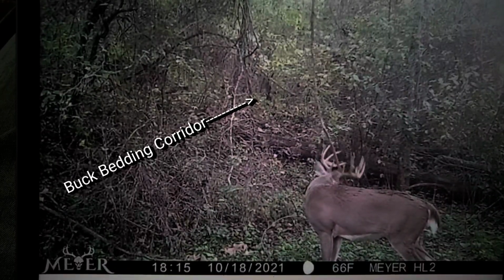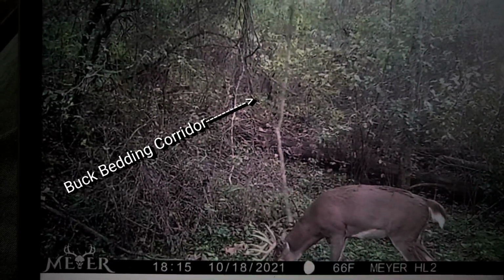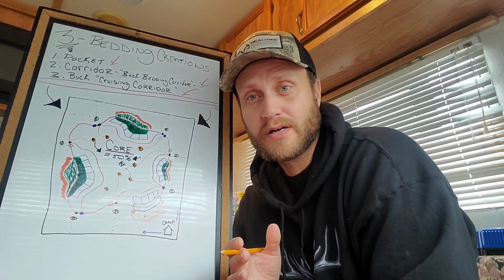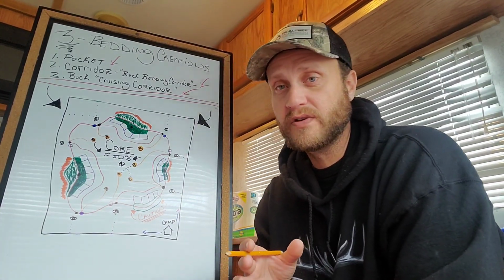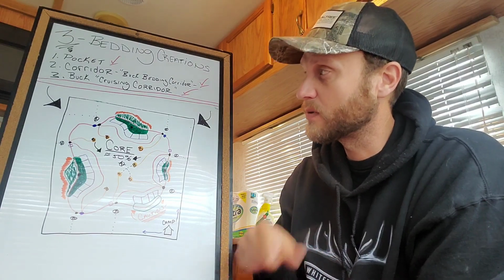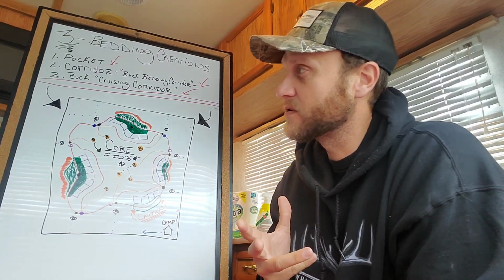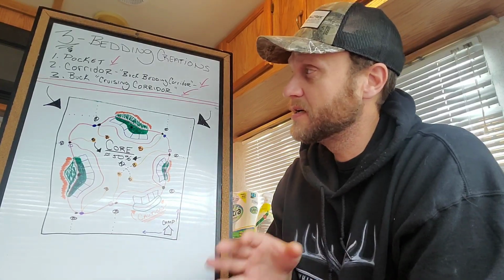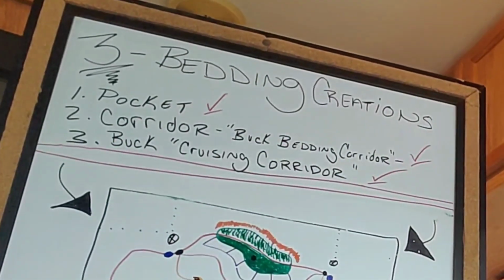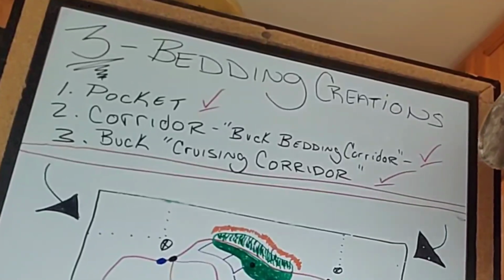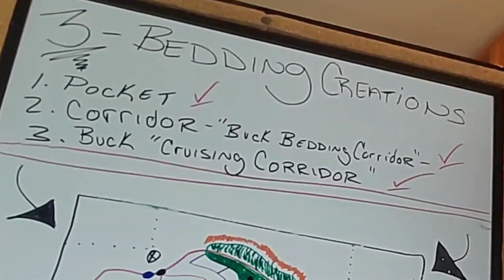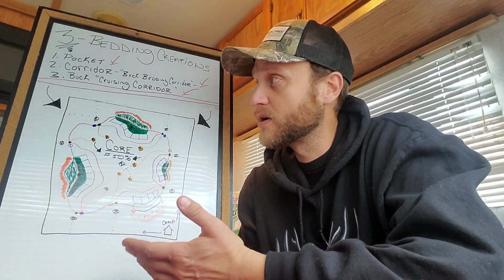So that's the definition of the buck bedding corridor. Anything that leads to the buck bedding area is a buck bedding corridor. That's the definition, and that's kind of the terminology of how to differ the buck bedding corridor from number 3, buck cruising corridor. Same theory, has something to do with bedding, has something to do as a corridor. It's much smaller, it's 5 to 8 feet wide as well, but it's a buck cruising corridor.